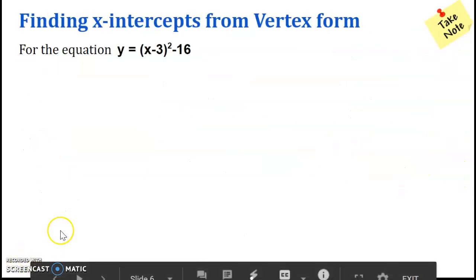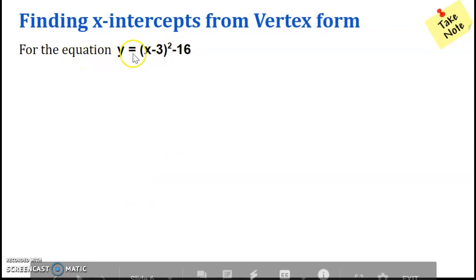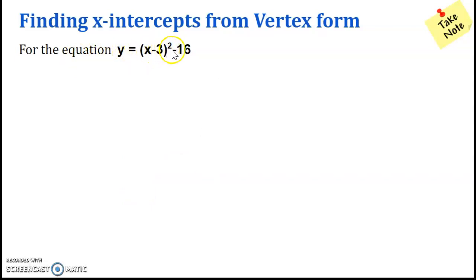Okay, now let's try to find the x-intercept from the vertex form. Say we have y is equal to x minus 3 all squared minus 16. This is in vertex form with a vertex of (3, negative 16). And a value is just 1. That's the default number, right?